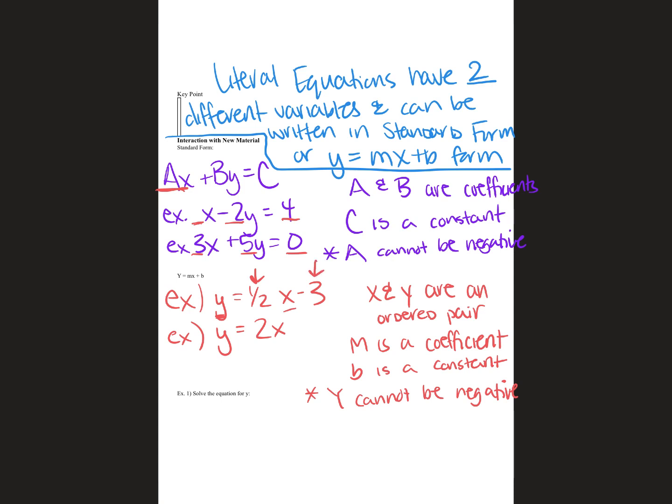X and y always stay x and y. This is my m in the second equation, and the b is 0, right? But we don't write in the 0. You don't say I'm 15 plus 0. You would just say I'm 15. So we don't write the plus 0 at the end, but that's what b stands for. So that's standard form and y equals mx plus b form. Now we're going to go through some examples and we're going to rewrite equations in the different forms.